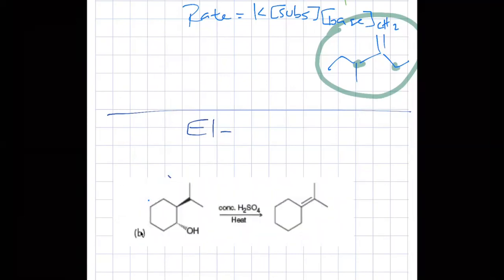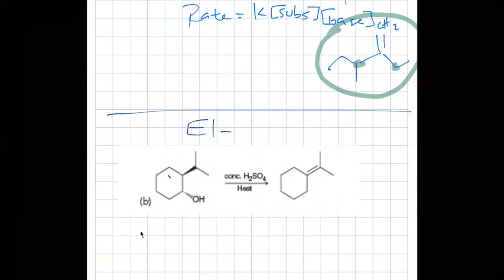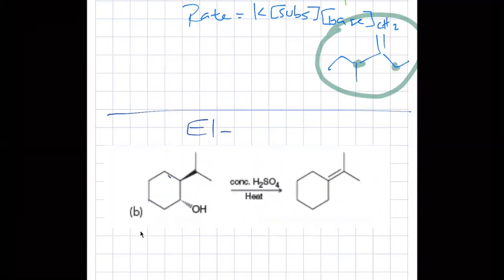This is telling us that it's E1. Notice the conditions: concentrated sulfuric acid, and then you warm it up. Those are classic conditions for elimination, and more importantly, alcohol dehydration. Look at the product and tell me if that's the product you expect based on where the leaving group is. Because we know the OH is the leaving group. So this is my leaving group. So what's alpha to that?